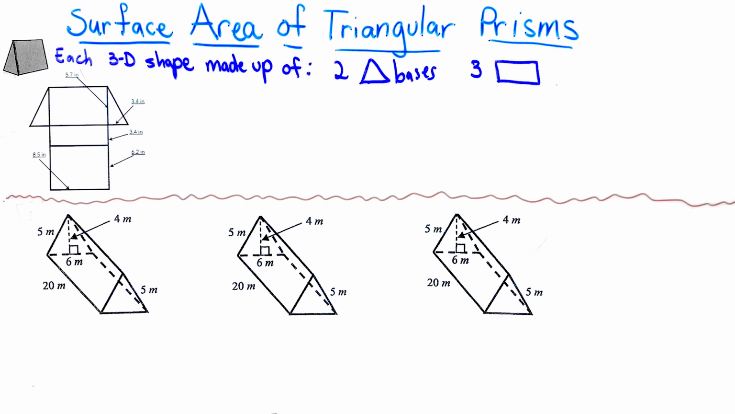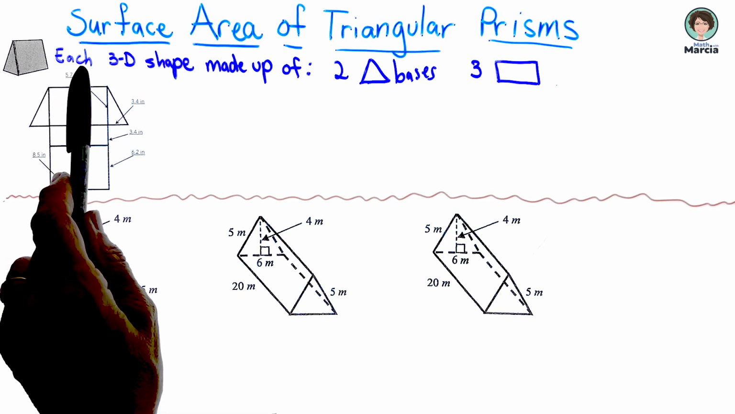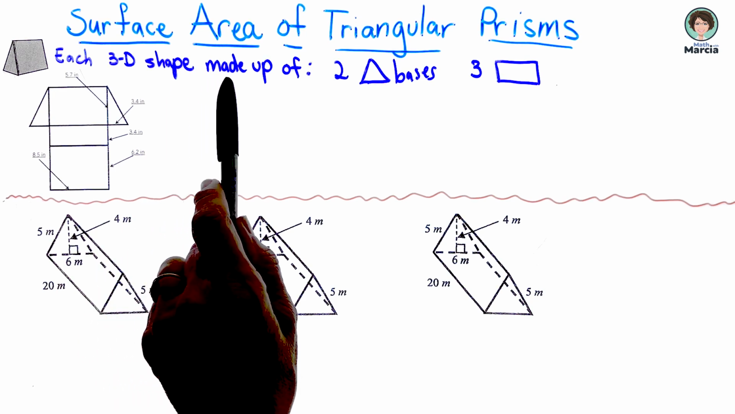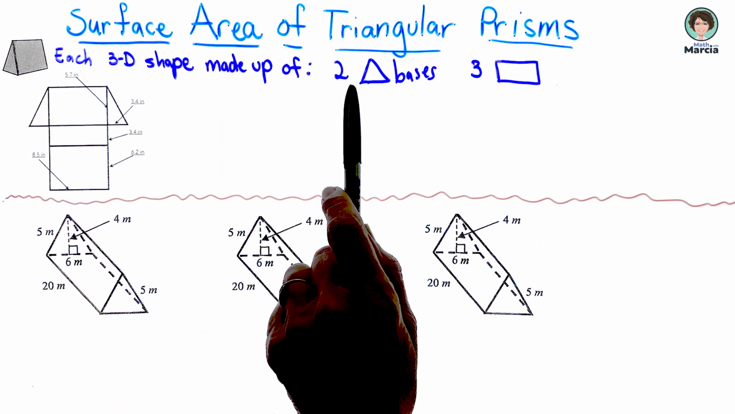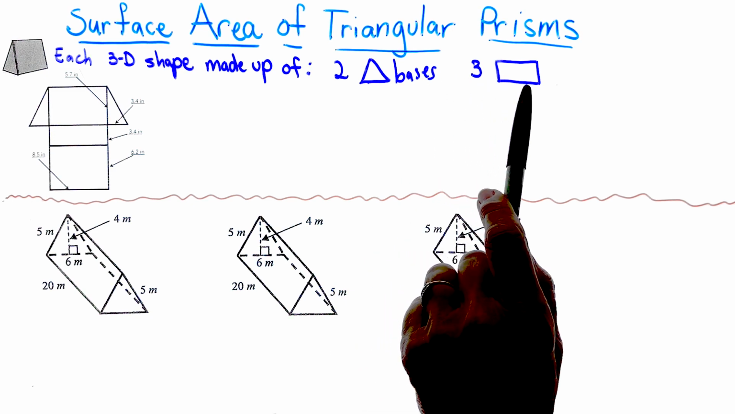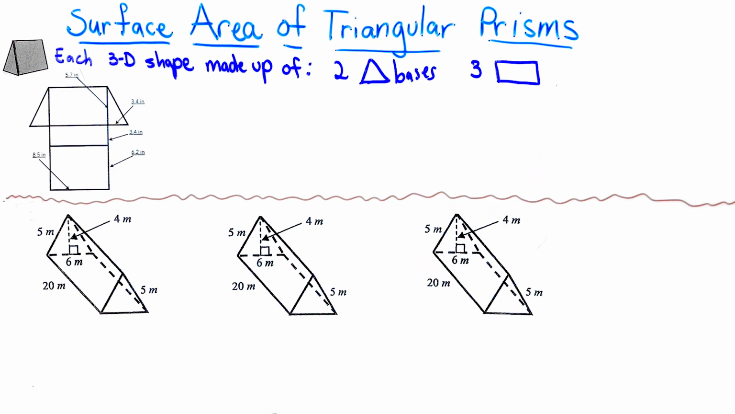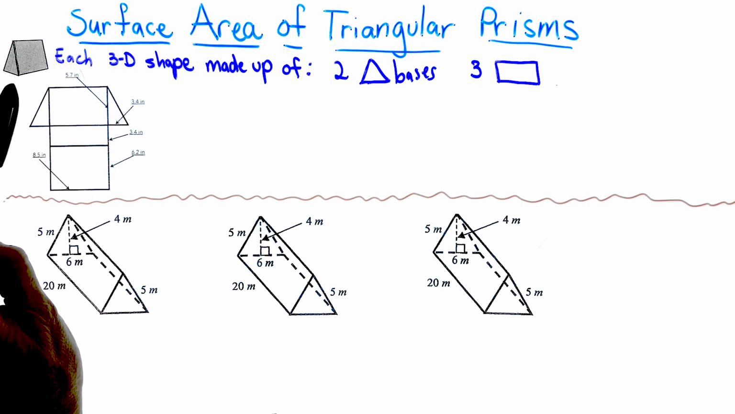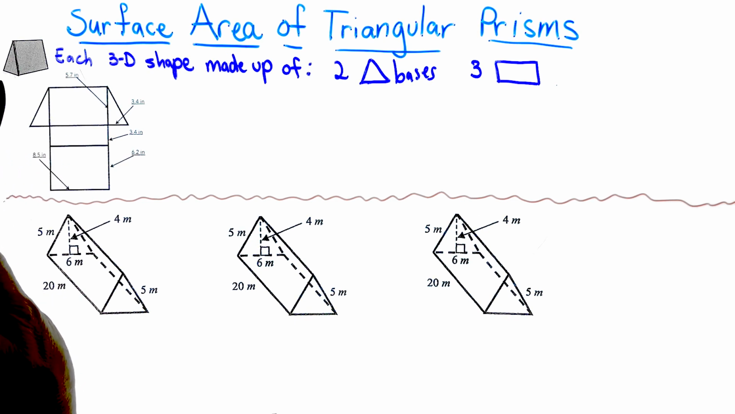In this lesson, we will be finding the surface area of triangular prisms. Each of our 3D shapes is going to be made up of 2 triangle bases and 3 rectangles. I wanted to start with an actual net, which is right here. This is the net of this triangular prism.